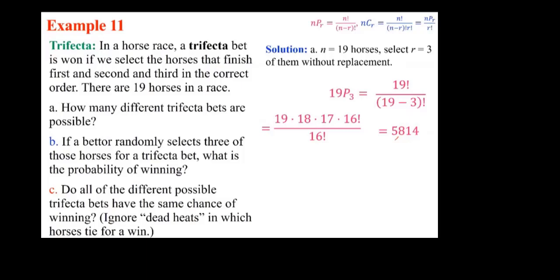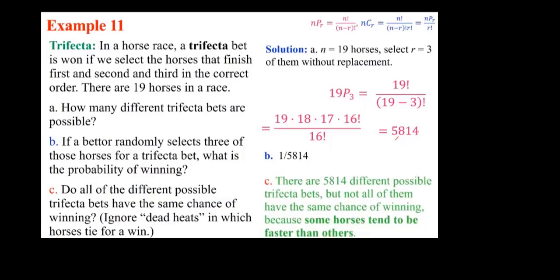The next one says, what is the probability of winning? There is only one way we can win, 1 out of 5,814 ways. The last part asks, if that is the case, do all different possible trifectas have the same chance? And the answer is, although there are 5,814 different possible trifecta bets, not all of them have the same chance of winning because some horses tend to be faster than others.